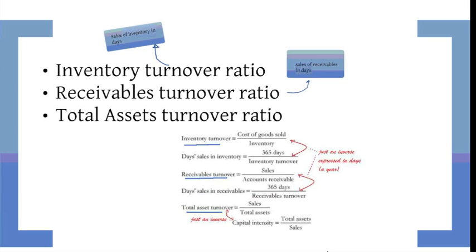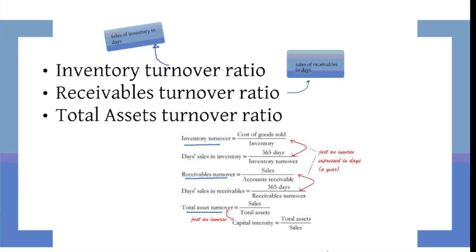Total assets turnover ratio or capital intensity ratio helps us measure how much sale is generated for a given asset. Capital intensity ratio directly tells us in dollar terms how much of asset is required to generate $1 in sale. For example, if I generate $1 in sale and I use only 50 cents in assets, it will give me the capital intensity ratio as 0.5.